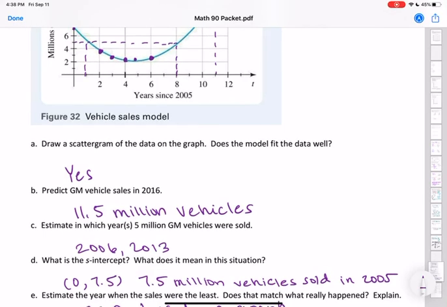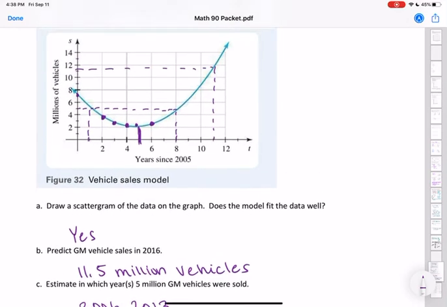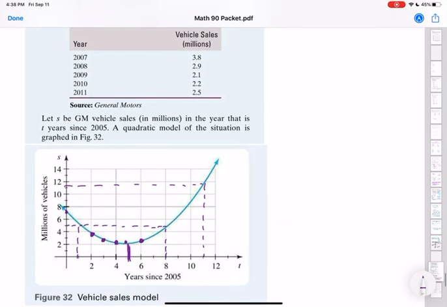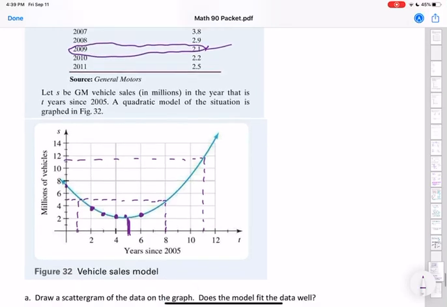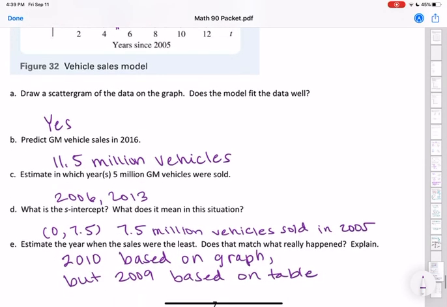And estimate the year when the sales were the least, and does that match what really happened? So let's look. Where does it look like it's the least? Maybe let's look at the graph first. I'm going to try to find the lowest point. Probably somewhere about here. I'm just going to round and say, how about like in 2010, because it's at the 5. So I would say 2010 based on the graph. But let me scroll up and look at my table again. Where was it the least? Let's see. Looks like the least was actually 2009. So again, it's a model, it's an approximation. So say 2010 based on the graph, but 2009 based on the table.